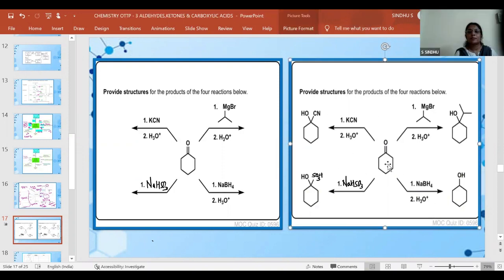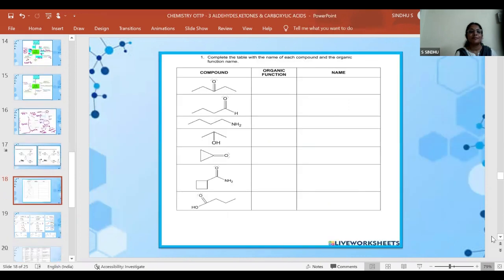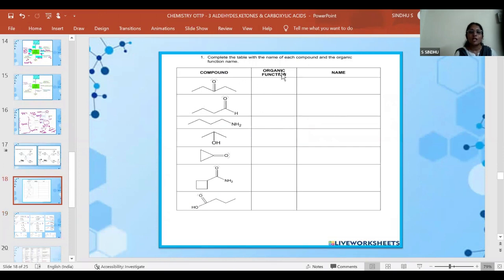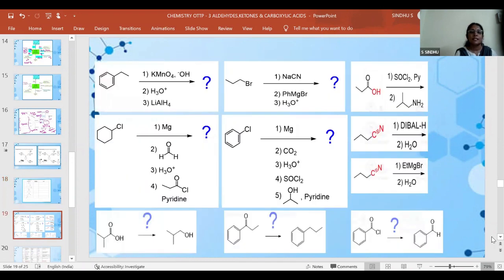So this part, the products are already here, so I'll skip this one. We can give these types of worksheets to children. When we are starting to teach all this, we can give the compounds and ask them to identify the organic functional group, then write the IUPAC name and so on. Teachers, let's do this in 5 minutes.